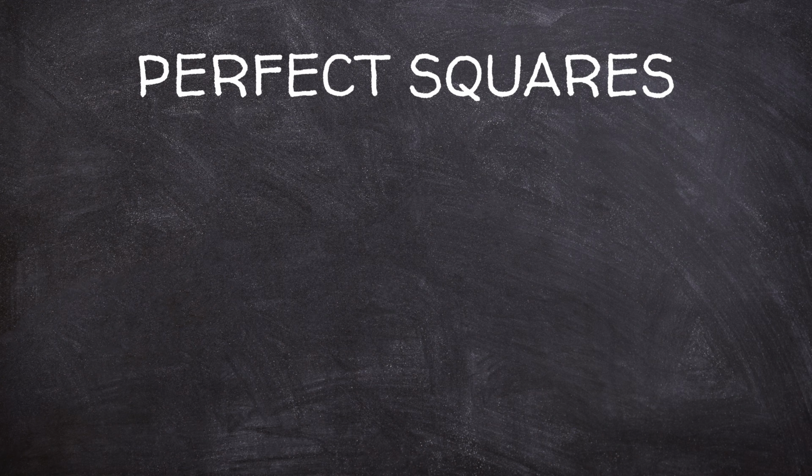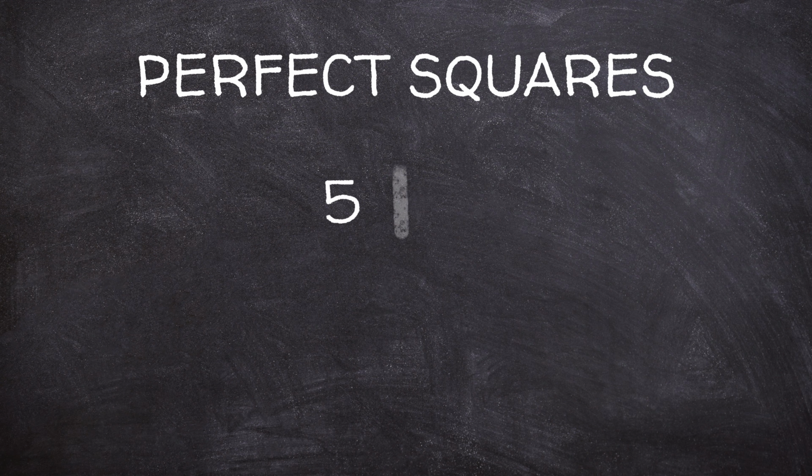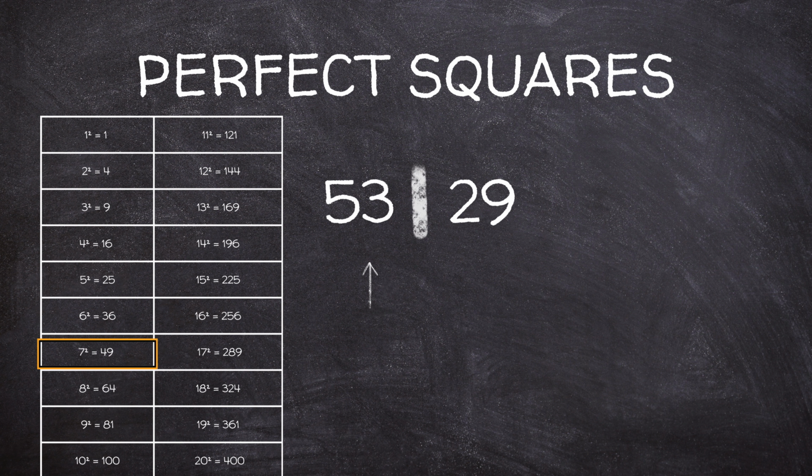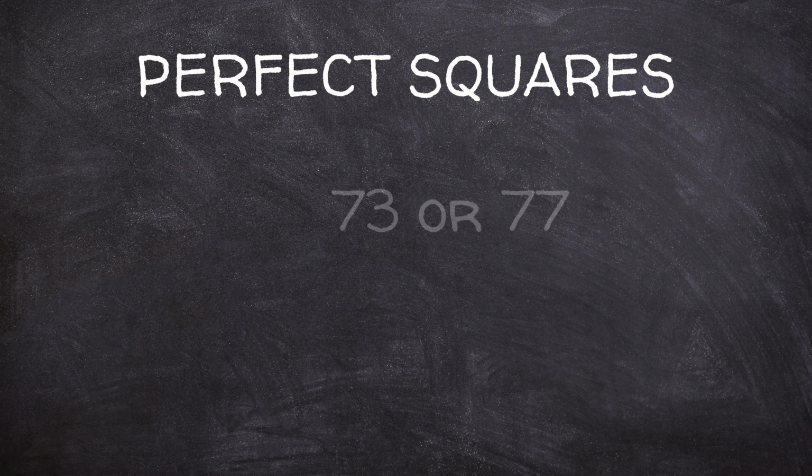Let's test the trick once more. Take the square root of 5329. Split it. 53 and 29. First find the first digit. From our square reference, 7 is the largest number whose square is below 53. So the first digit is 7. Now look at the last two digits. That is 29. A square ending in 29 gives us a root ending in either 3 or 7. So our possibilities are 73 or 77.